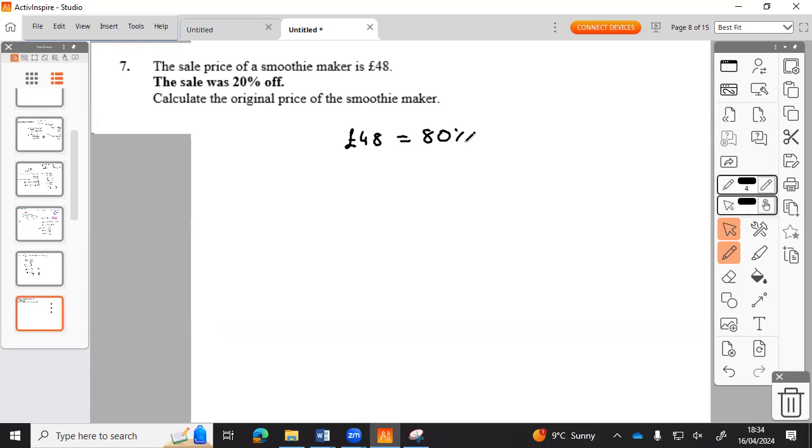Okay. Now, what I would say is take it down to a multiple that's easy to get back up to 100. So instead of 80%, we want to take that down to 10%. Okay. To get to 10%, we divide it by 8. Okay, so it would be 48 divided by 8. Okay, will give us 10% of that. Okay, so 10% is going to be £6.